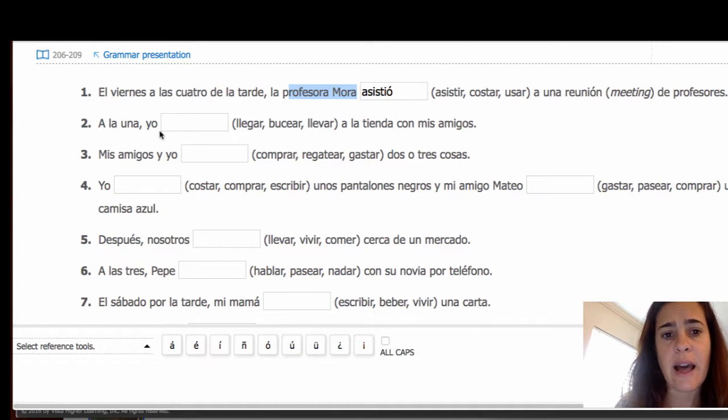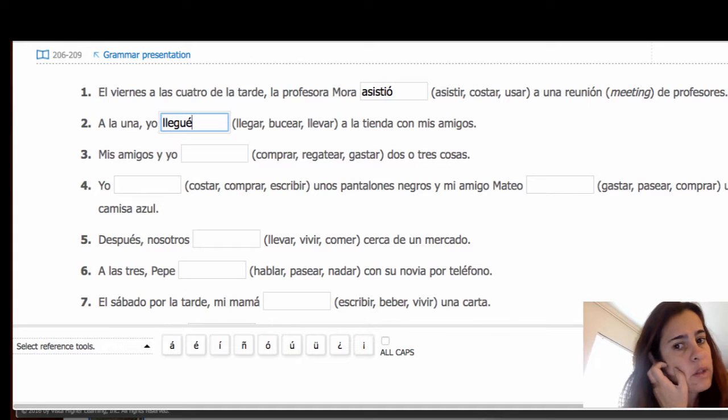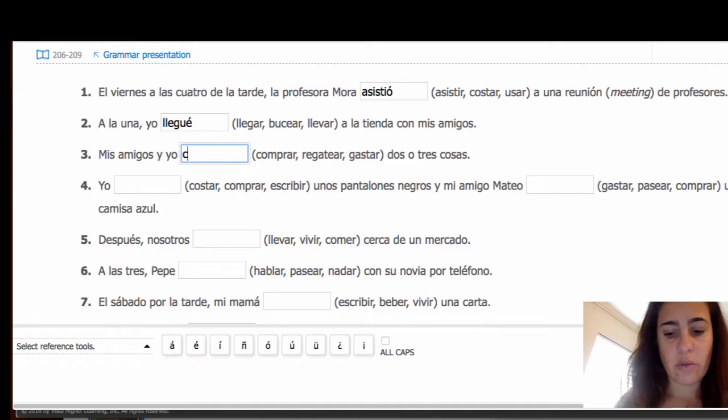At 1 o'clock, what do you do in the store with some friends? Did you arrive to the store? Did you go scuba diving in the store? Or did you take a store? Well, it needs to be llegar. So you go and you do the conjugation. Mis amigos y yo, two or three options. Did we buy? Did we bargain? Did we spend? It must be buy, right? We bought. So compramos.